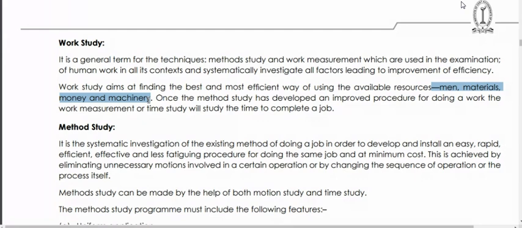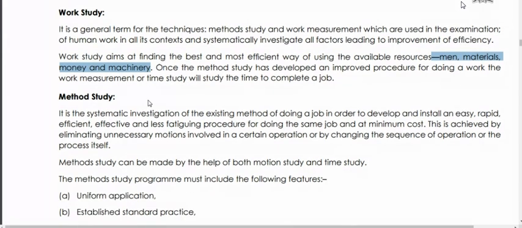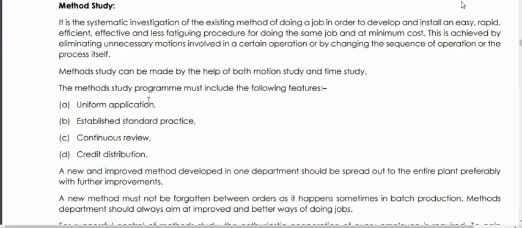Therefore, I am using various tools to say that least of my input should be utilized and maximum profit should be generated. So when I talk about time study, work study, or method study, all of these have only one objective. And that one objective is, I'll repeat again, maximum profit with minimum cost, maximum production with minimum cost.